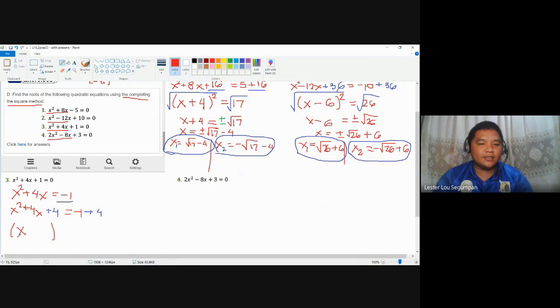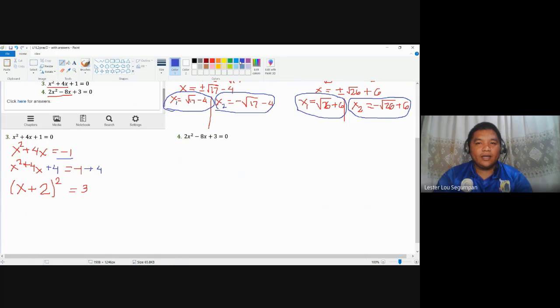This could be expressed as the square of a binomial. Square root of x squared is x. Square root of 4 is positive and negative 2. But which sign will be used? Therefore, the second term, positive. Then you square it. The other side will result to 3. Then we take the root of both sides. Same process. Don't forget the positive and negative value here. So you have x plus 2 is equal to positive negative square root of 3. And then x is positive negative square root of 3 minus 2 when we subtract both sides by 2.